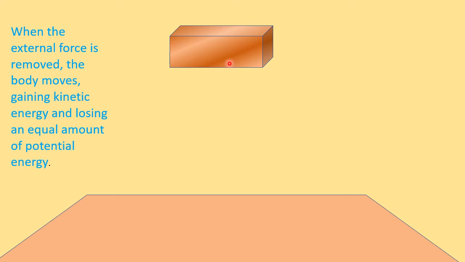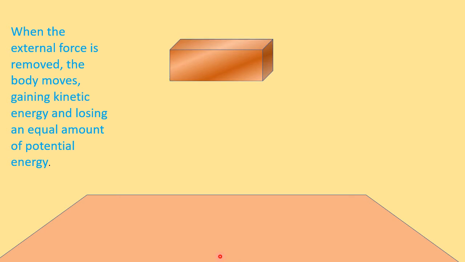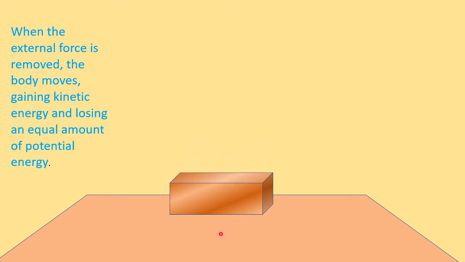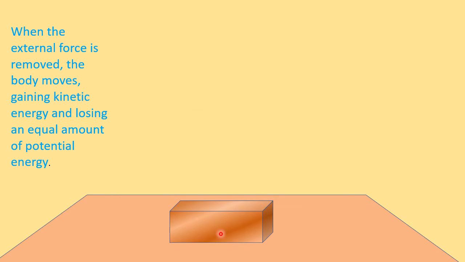External work done on this mass m to lift it to a height h is stored as its potential energy. When the external force is removed, the body moves, gaining kinetic energy and losing an equal amount of potential energy. When it reaches the ground, its potential energy becomes zero. Here, the potential energy is gravitational potential energy. The same way, we can find the potential and potential energy in an electrostatic field.